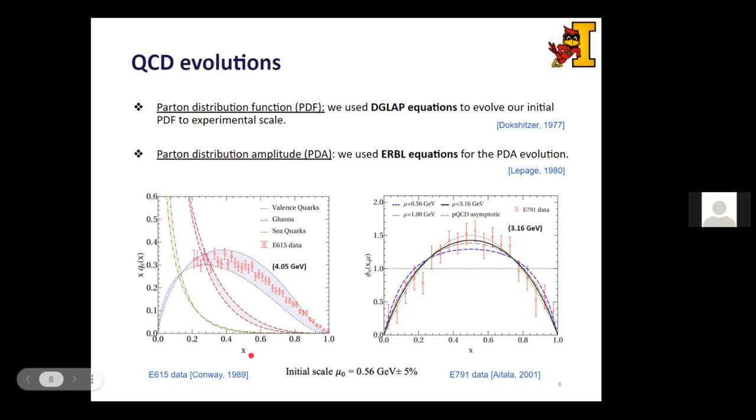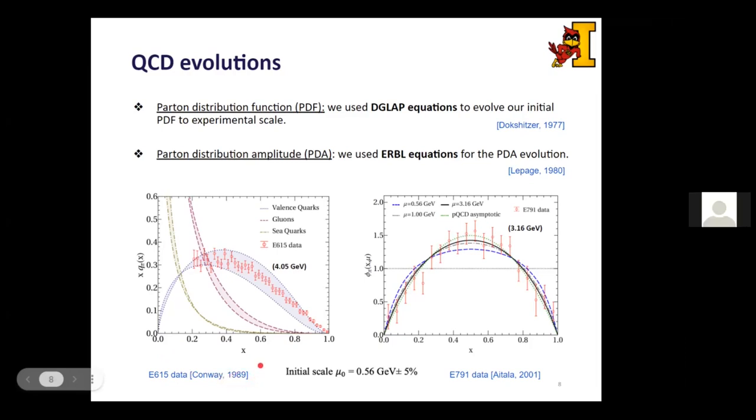Oh, I see. So, sorry, E615. That was a Drell-Yan experiment. I don't remember. What was that? I think it's a dijet experiment. Yes. I see. I see.